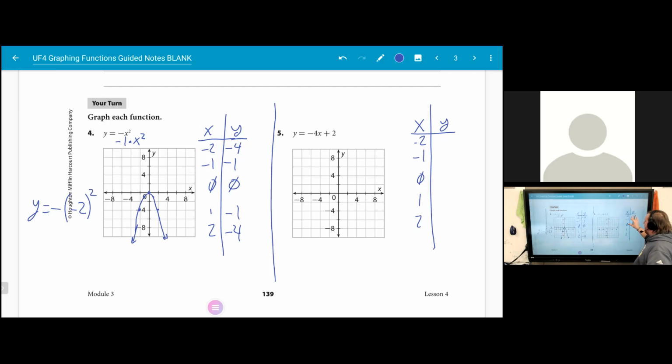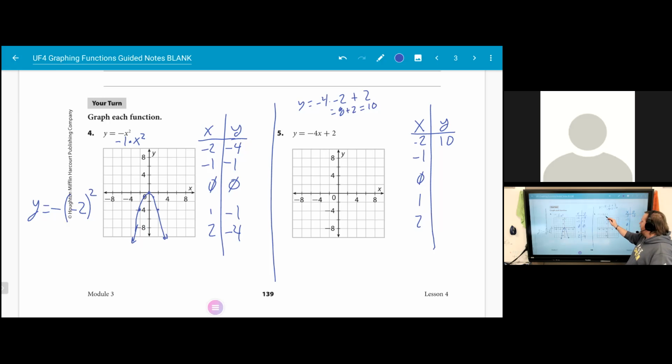If x is -2, this is like y equals -4 times -2 plus 2. Well, negative times a negative is a positive. 4 times 2 is 8. 8 plus 2 is 10. So when x is -2, y is 10. We can do the rest of them. We're going to talk through the rest of them.